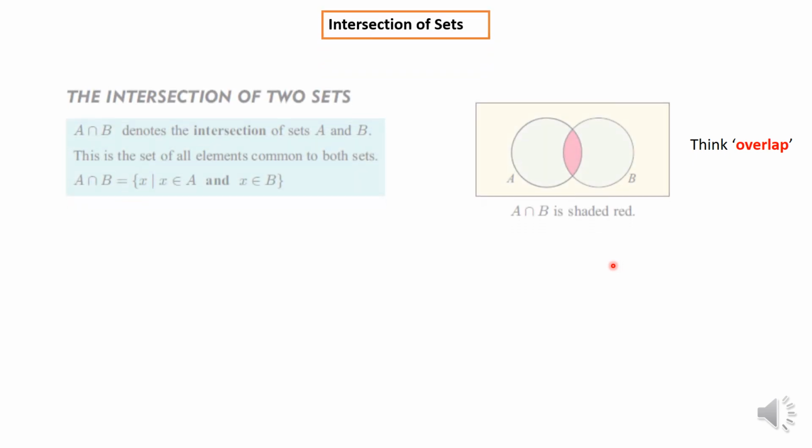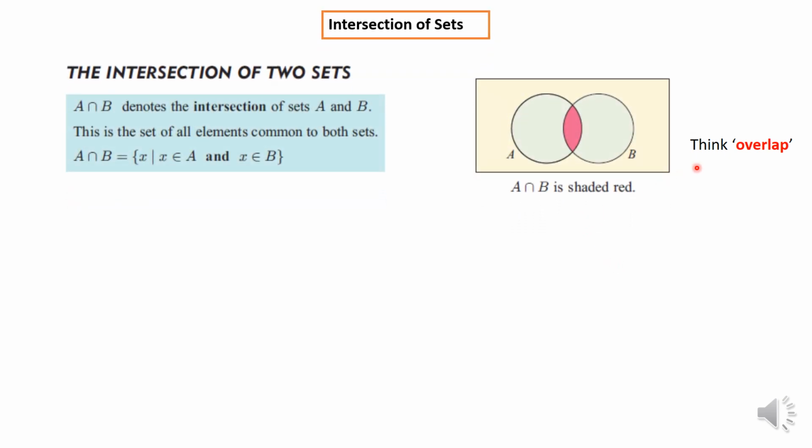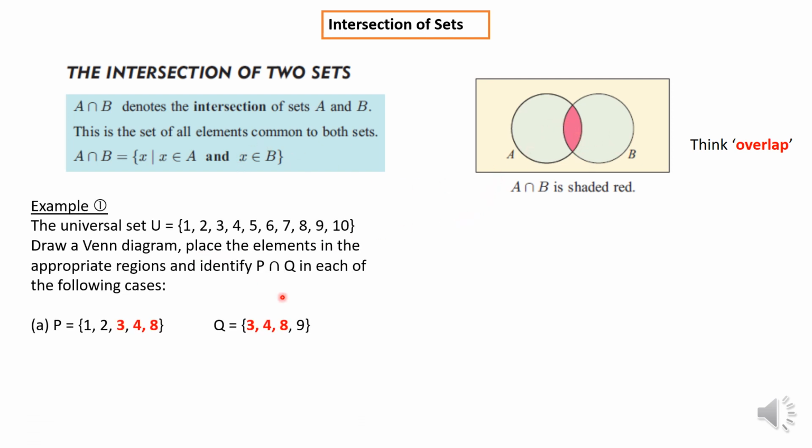The intersection of sets, well, think about overlap. It's where you have non-disjointed sets, sets that have got something that they share. All right, so there is, for example, something that the two sets have in common. Let's look at a quick example now.